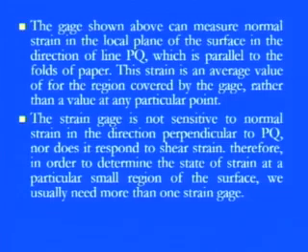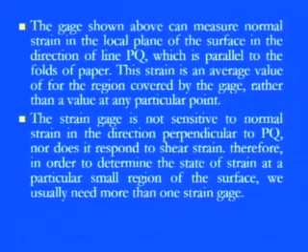The gauge shown above measures normal strain in the local plane of the surface in the direction of PQ, the straight horizontal direction, which is parallel to the folds of the paper or resin. This strain is an average value, always giving you an average for the region covered by the gauge rather than a particular point, because of the localized strain at a particular point.